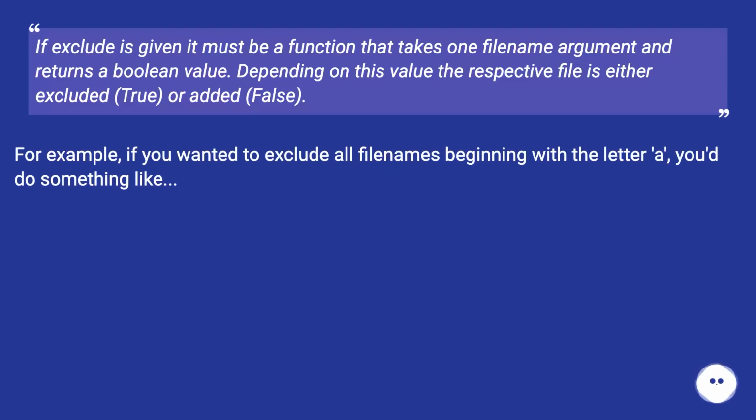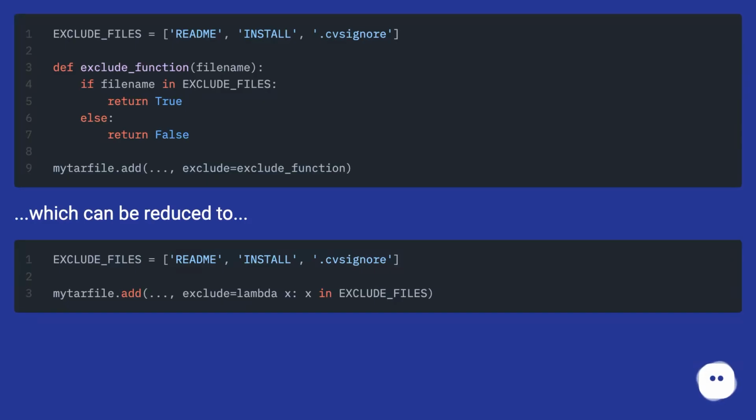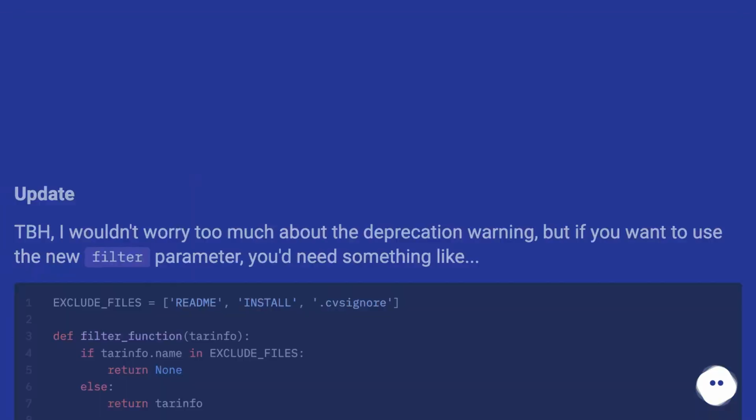If exclude is given, it must be a function that takes one filename argument and returns a Boolean value. Depending on this value, the respective file is either excluded, true, or added, false. For example, if you wanted to exclude all filenames beginning with the letter A, you do something like. For your case, you'd want something like. Which can be reduced to.